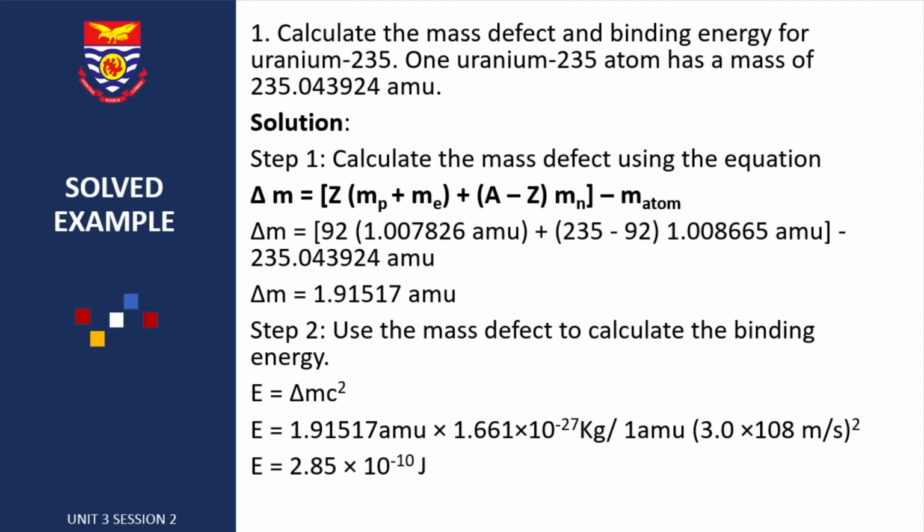Uranium we know has the atomic number of 92, mass number of 235. We know the mass of proton and mass of electron from our previous slides. And so when we substitute all these values into the equation, we'll end up finding the mass defect, that is the change in mass, to be 1.91517 atomic mass units.